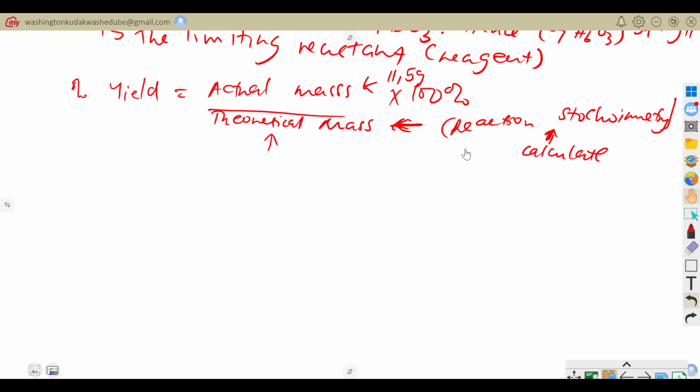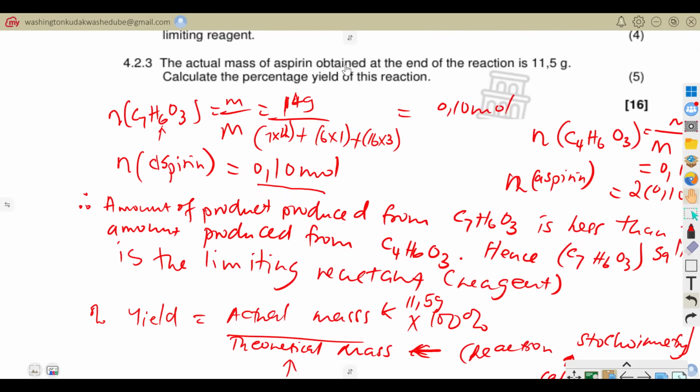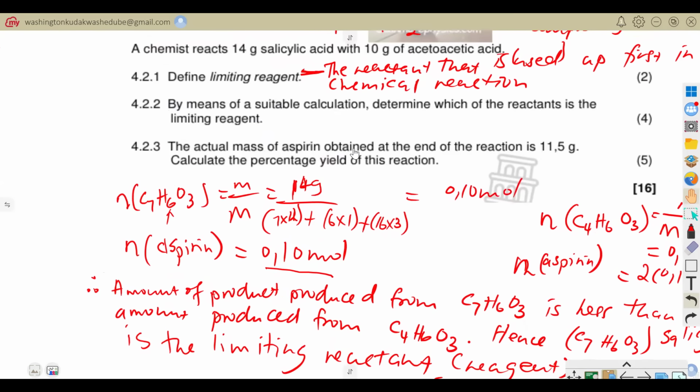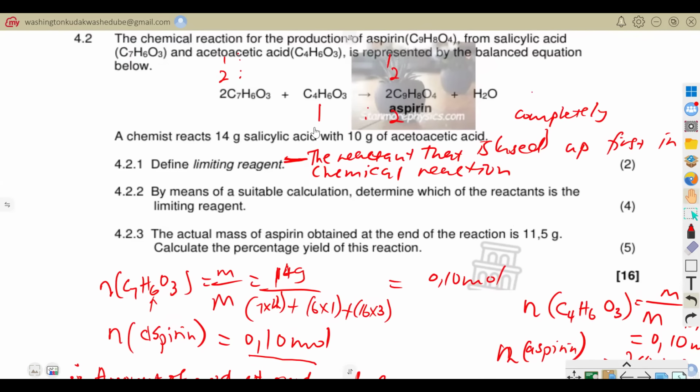Now, how do we calculate the theoretical mass with the given information? We can see that they gave us the given information, which is this equation. Now we can choose to relate with our limiting reactant. So we say this is our limiting reagent. That is the one that we are going to use to find the simplest ratio, the simplest reaction ratio.